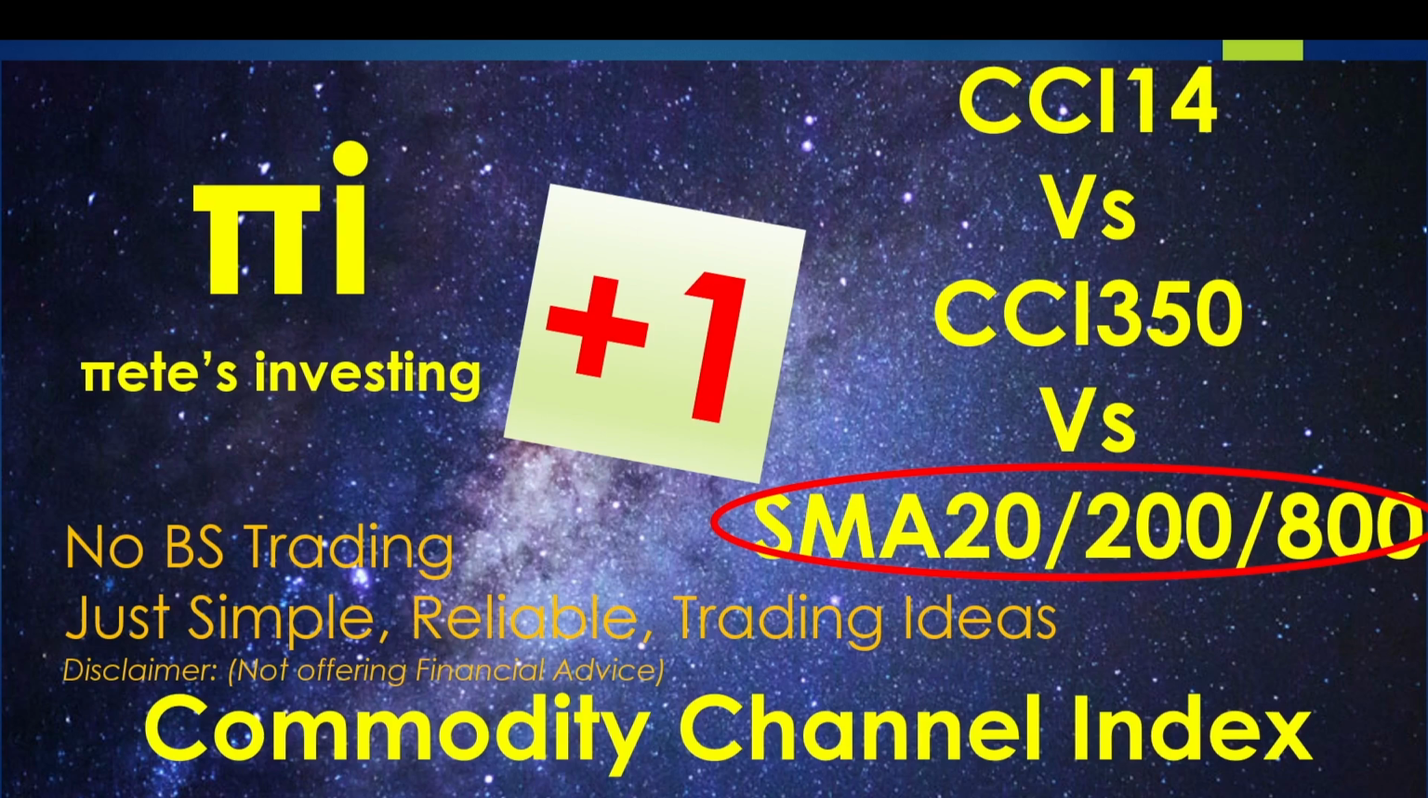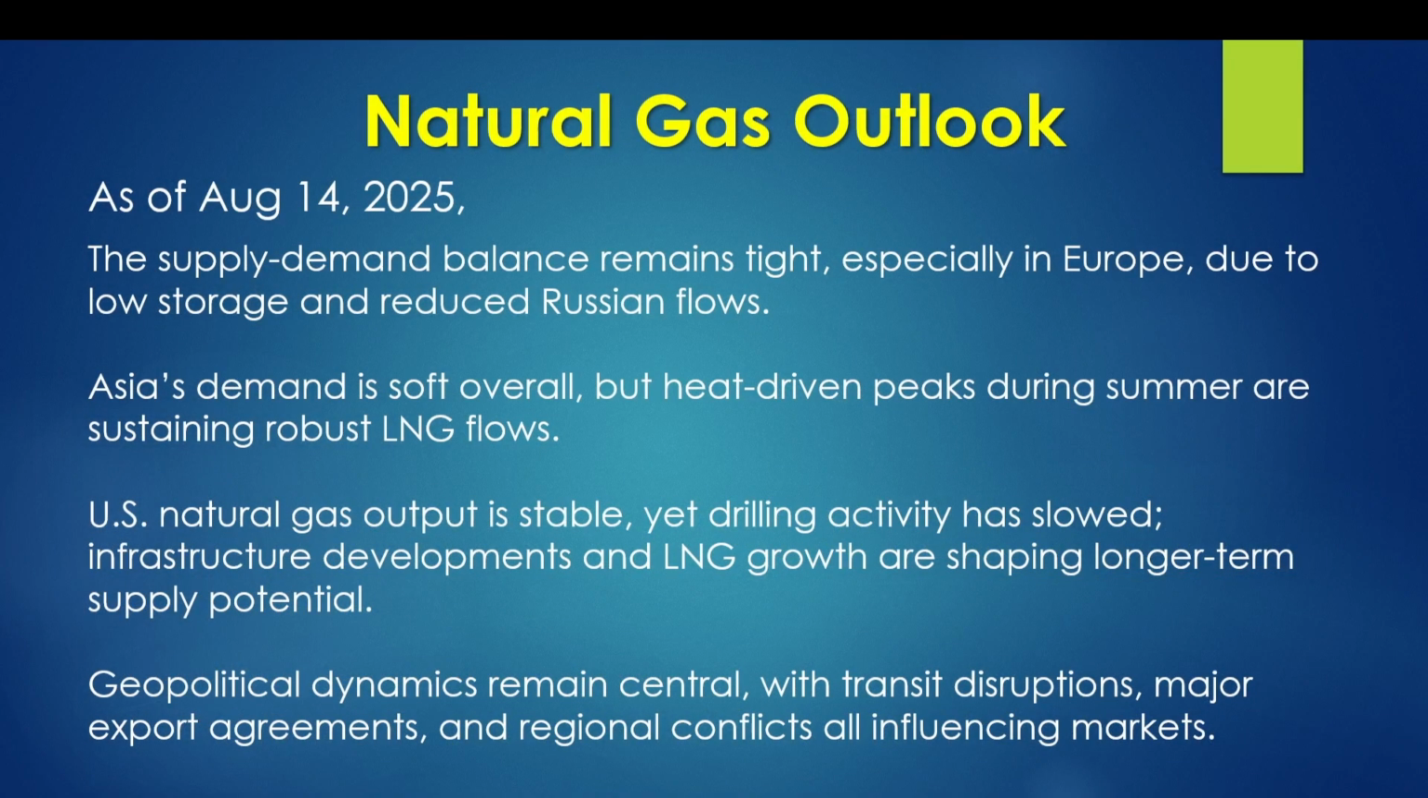In terms of the outlook for natural gas, the supply-demand balance remains tight, especially in Europe due to low storage and reduced Russian flows. Asia's demand is soft overall, but heat-driven peaks during summer are sustaining robust LNG flows. US natural gas output is stable, yet drilling activity has slowed. Infrastructure developments and LNG growth are shaping longer-term supply potential. Geopolitical dynamics remain central, with transit disruptions, major export agreements and regional conflicts all influencing markets.